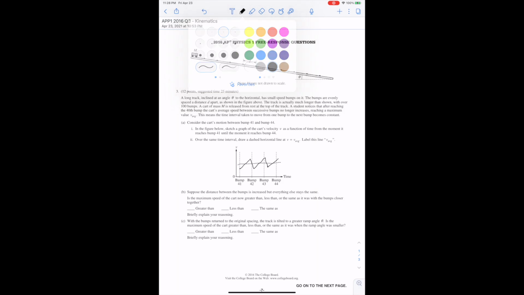Okay, now moving on to part B. Suppose the distance between the bumps is increased but everything else stays the same. Well, the maximum speed of the cart would increase because there's more time for the cart to accelerate between bumps, right? So we just check greater than.